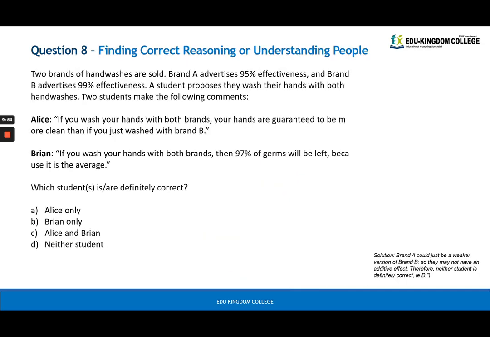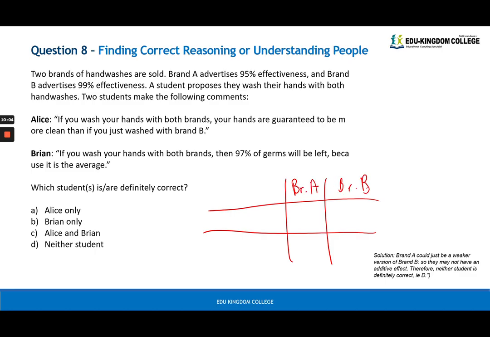Okay, 8. So we have another comparative one. Okay, so we have two brands. Again, we're going to set up our table. Brand A and brand B. So the first one is effectiveness, right? Brand A says 95% effectiveness and brand B says 99% effectiveness.